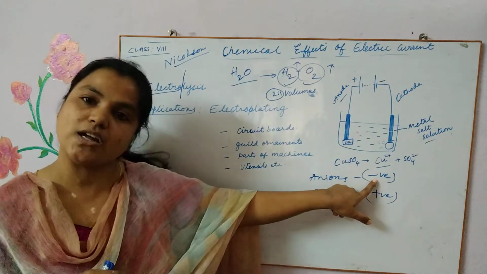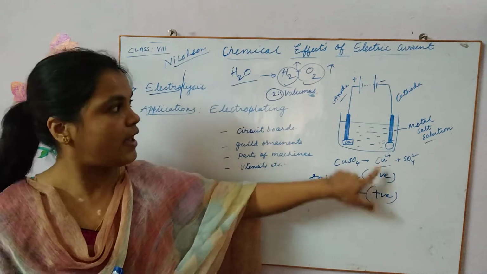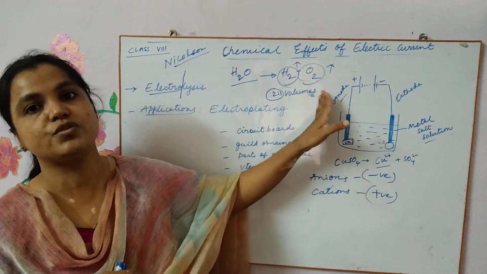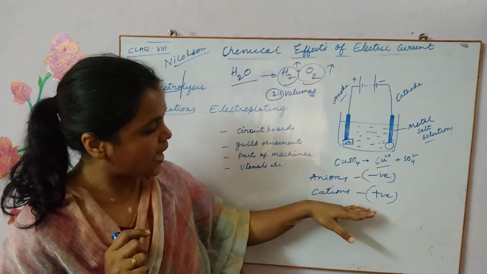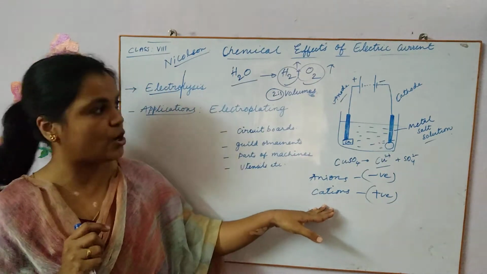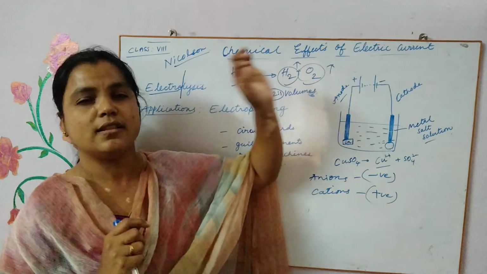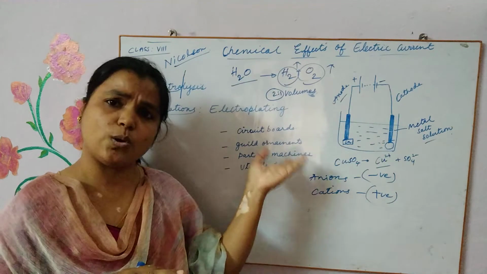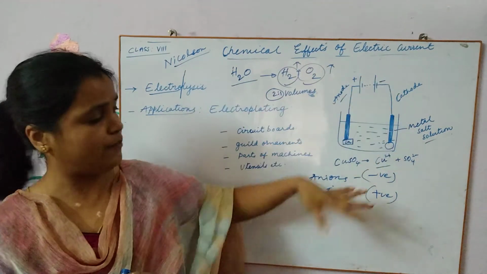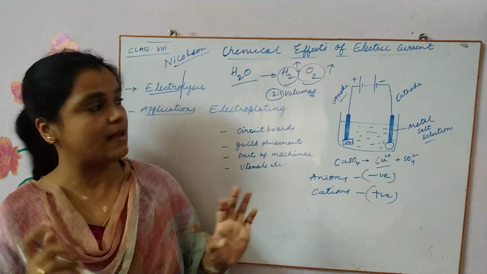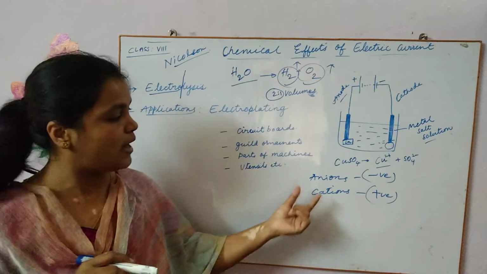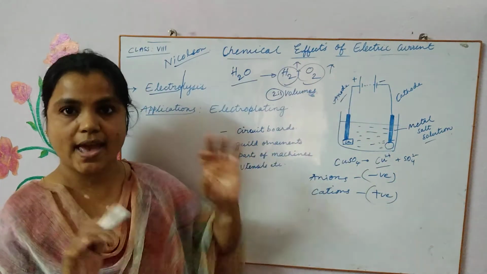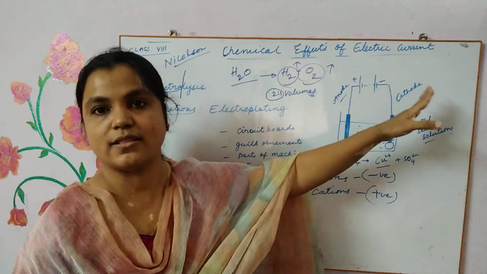Now anions, which charge do they have? Negative. And the anode, which charge does it have? Positive. So the negative ions always move towards the positive electrode. And the positive ions, which are nothing but cations, move towards the cathode. This is slightly confusing for you. Many students get confused with anode, anion, cathode and cations, and they mess things up. Please always remember, anions negative, cations positive. Anions move towards anode, an. Cations move towards cathode, cat.